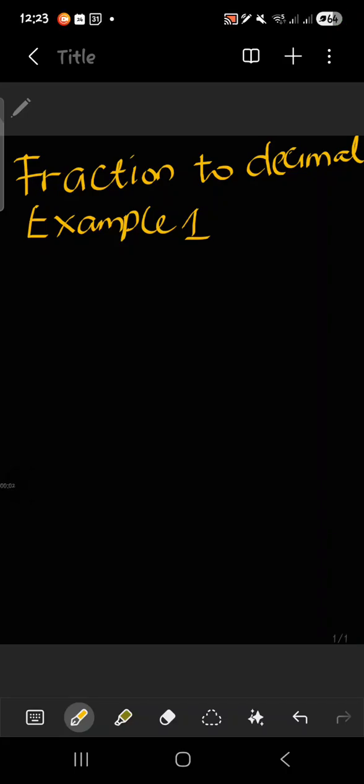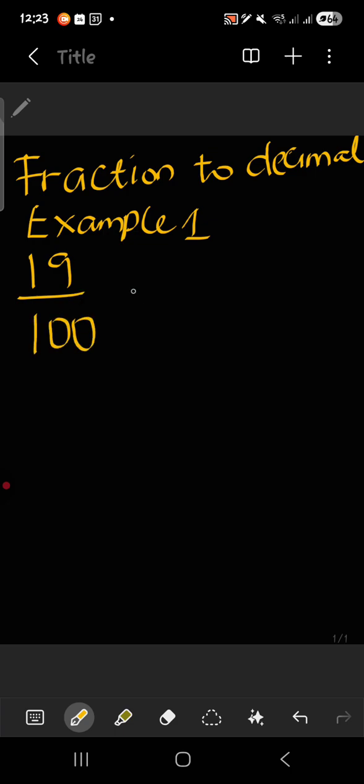Hi friends, we're learning how to convert fractions to decimals. From fractions, we want to learn how to convert them to decimals, and this is how we will go. The first example we have is 19 over 100.